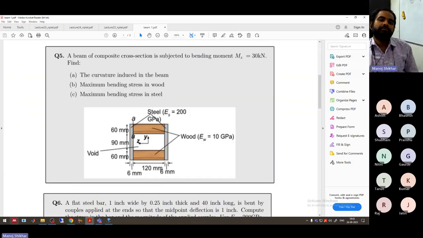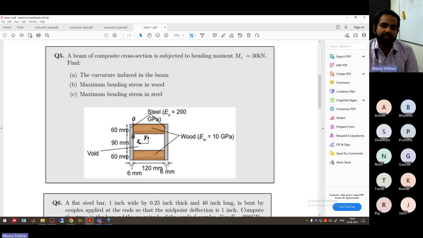So this was question number 1. Question 2: a beam of composite cross section is subjected to bending moment Mz equal to 30 kilonewton. And they have told you to find the curvature induced in the beam, the maximum bending stress in the wood, and the maximum bending stress in steel.